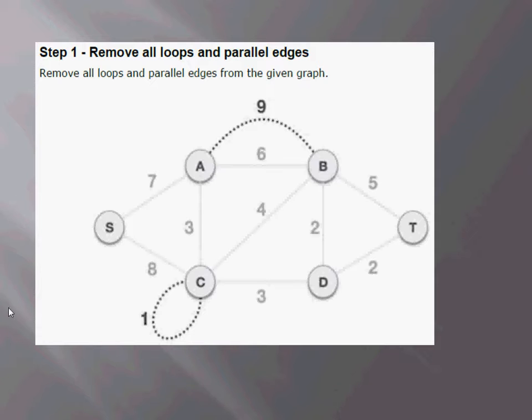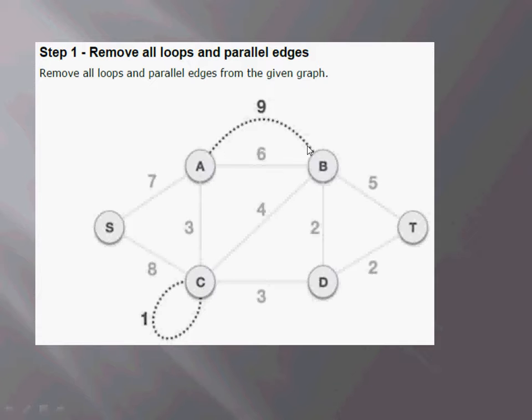So here one loop is at C. C itself has a loop, it's calling itself, with an edge of 1. There is no need of using this. You don't want to start at C and then end in C. There is no need of this.